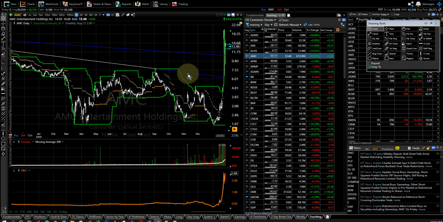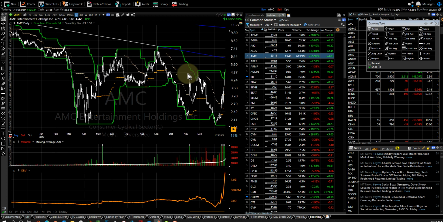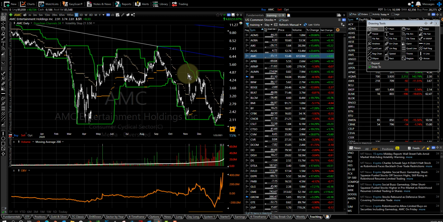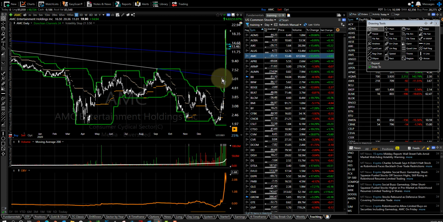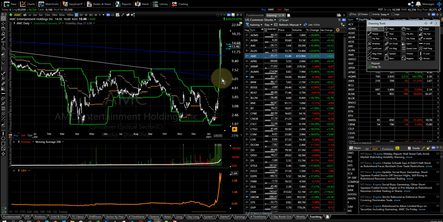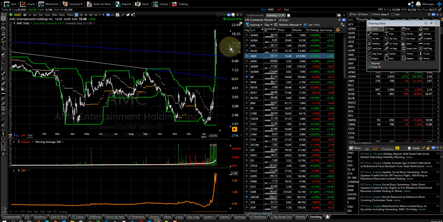Here's AMC Entertainment. And a double bottom. Here's your bottom. Here's your other bottom. Look at all this volume going into AMC. Huge spike in OBV. There's your channel breakout at 487. And you could be long at 1346 if you'd wanted to be.